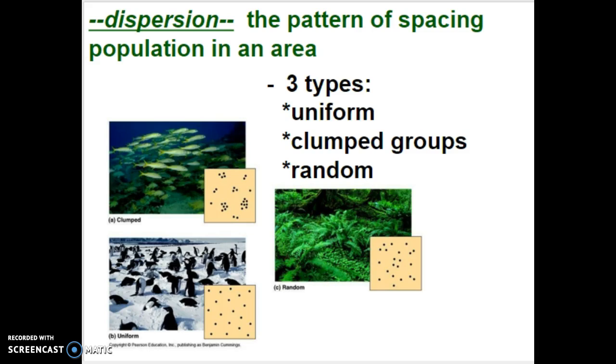And then a random dispersion pattern is very common in the plant community, as you see from our diagram. Seeds are dropped where they are dropped, either the wind or the water or animals transport those seeds, and they stay where they lay and the plants grow from there. So a random dispersion has no particular pattern.